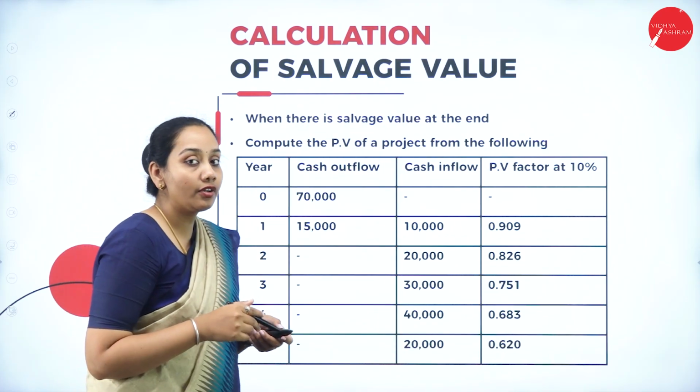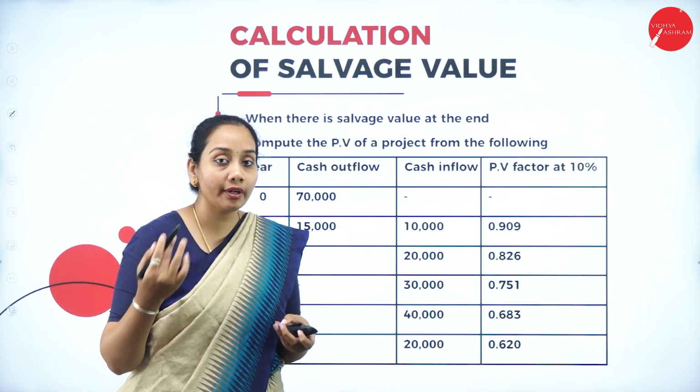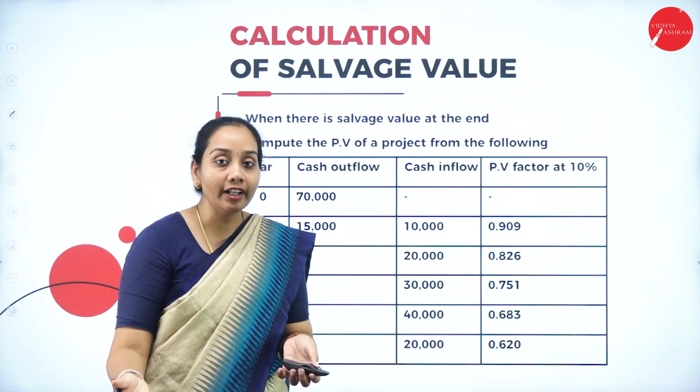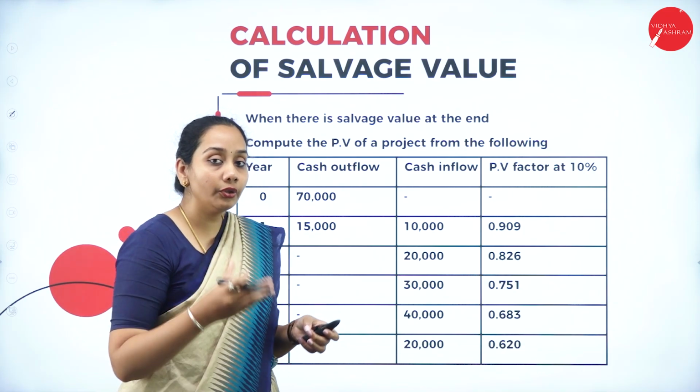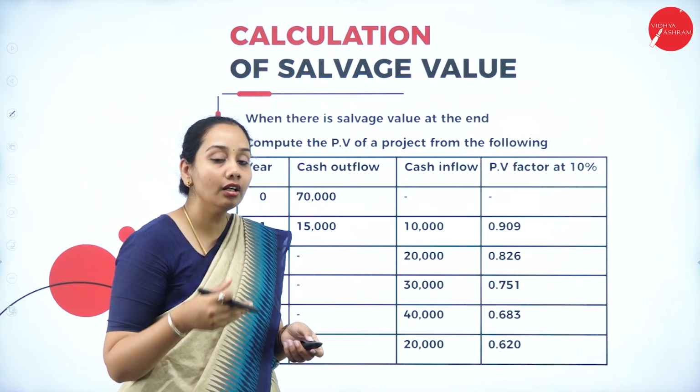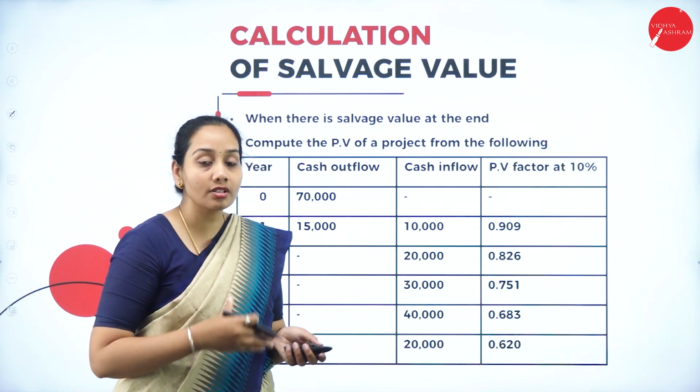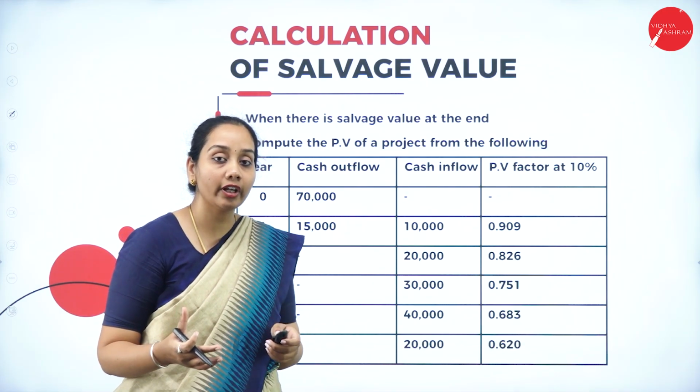When the salvage value is given at the end, that means the maturity value or the value of the investment option has been given at the end of the year, we are supposed to calculate the present value and future values in case of the salvage value that has been given at the end.